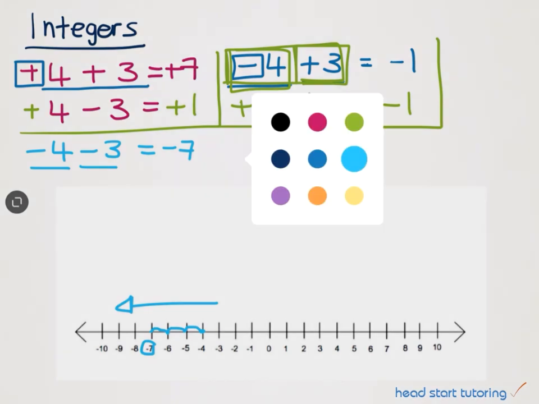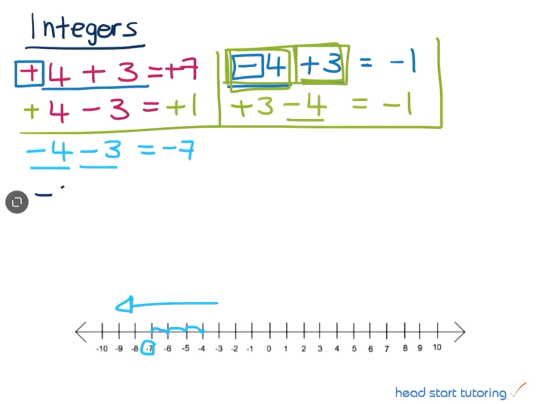Let's now see what happens if we start with negative 3 and then we minus 4. So if we start here with negative 3, we jump 4 places back to the left because we are minusing 4. So we go 1, 2, 3, 4 spaces to the left, and we end up again with negative 7. So as you can see, negative 4 minus 3 equals negative 7, and negative 3 minus 4 equals negative 7.